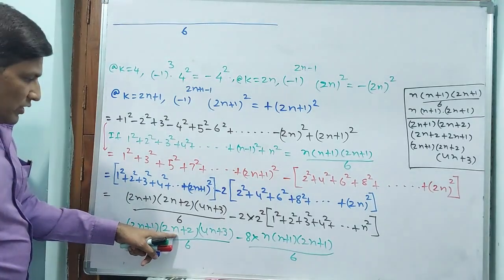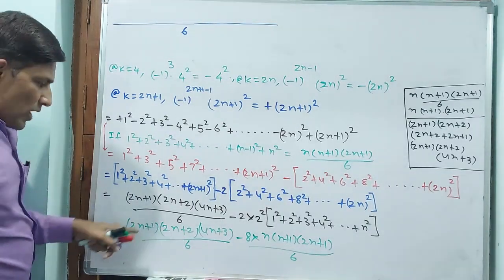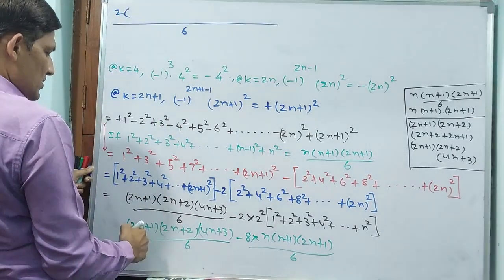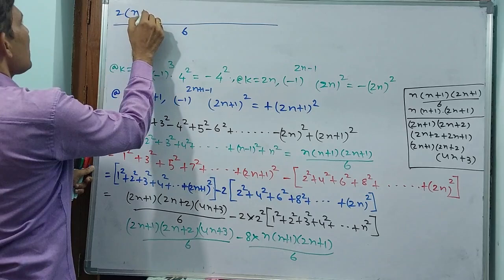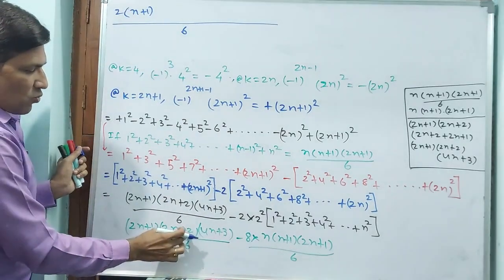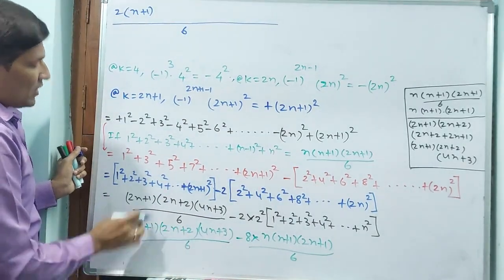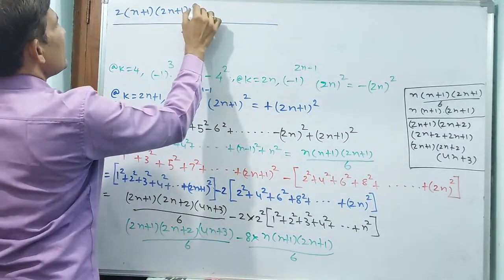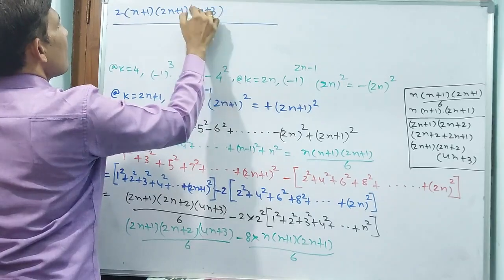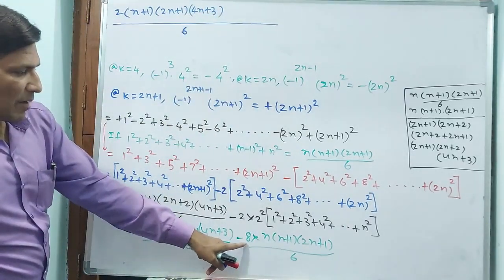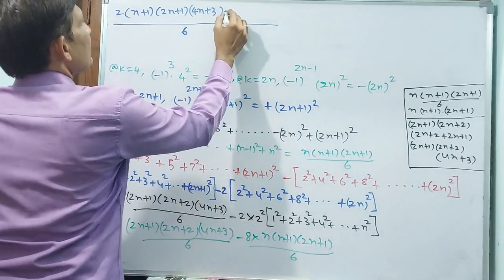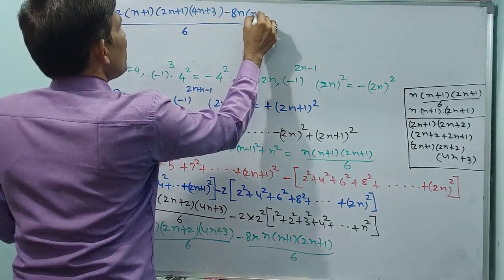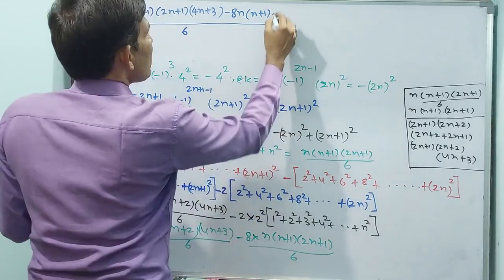And here also you see 2n plus 2 is there. 2 I have taken common, like you think. 2 I have taken common. Then this will be 2n plus 1, okay. Or n plus 1 I will write first. Why? Because see 2n plus 1, 2 I have taken common, n plus 1. Then 2n plus 1 again. Okay. Then 4n plus 3. Okay. See 6 I have taken common means minus 8n. Minus 8n into n plus 1 into 2n plus 1.